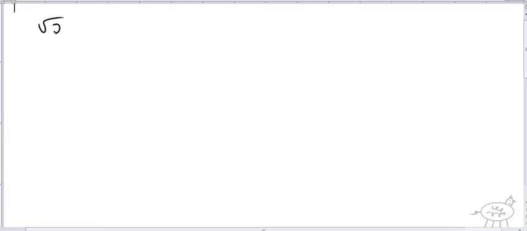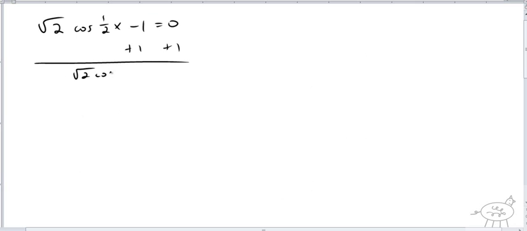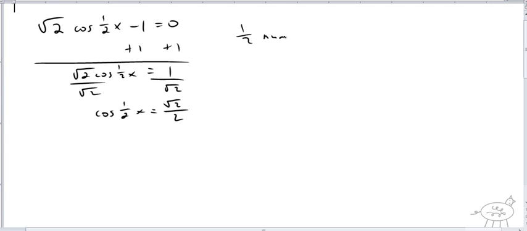Square root of 2 cosine of 1/2 x minus 1 equals 0. All right, so we'll solve for it. We add 1. We get root 2 cosine of 1/2 x equals 1 divided by root 2. If I rationalize it, I get cosine of 1/2 x equals root 2 over 2. All right, that's cool. So potentially I have half the number of answers.